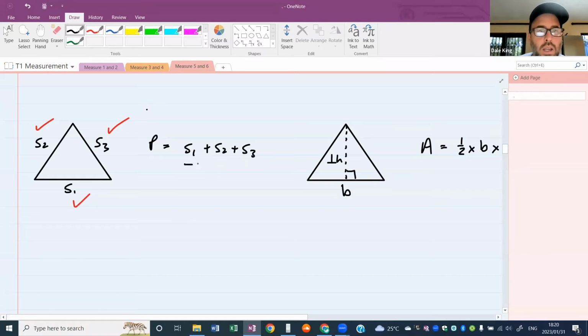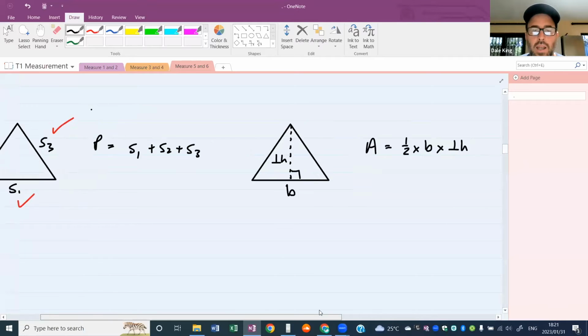So I've got S1 plus S2 plus S3. It's one side plus another side plus a third side. I just called them S1, S2, S3. I didn't call them S and S and S because that would mean all three sides are the same. So we say S1, S2, S3, because they could all be different. But you need three sides. You add them all up to work out the perimeter of a triangle.